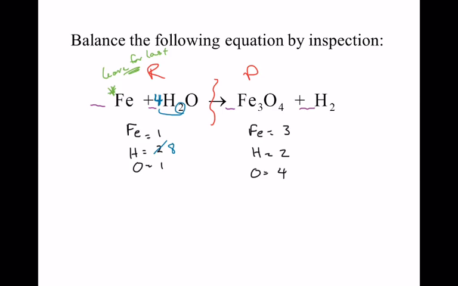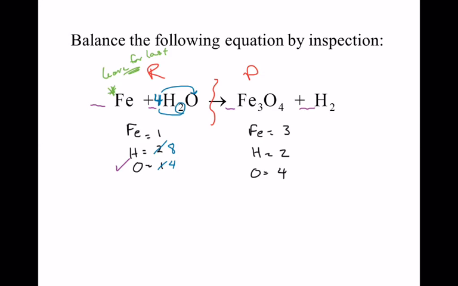And I'm going to take that 1 for the oxygen, and I'm going to change it to a 4. I have to update. So now my oxygens look great. I'll put a little check mark there saying they look great. But now my hydrogens are mixed up.